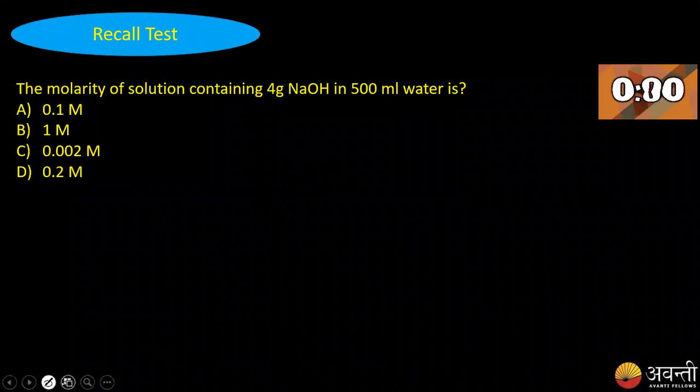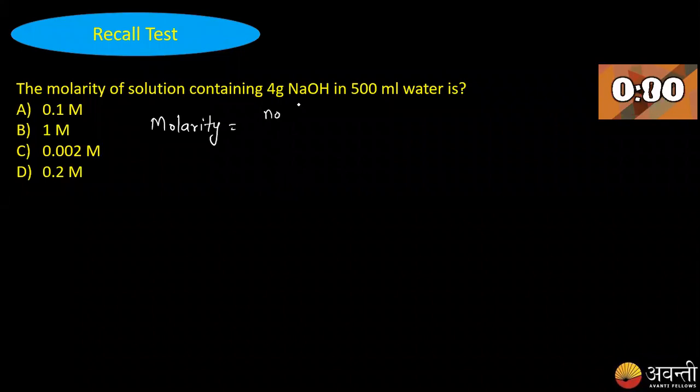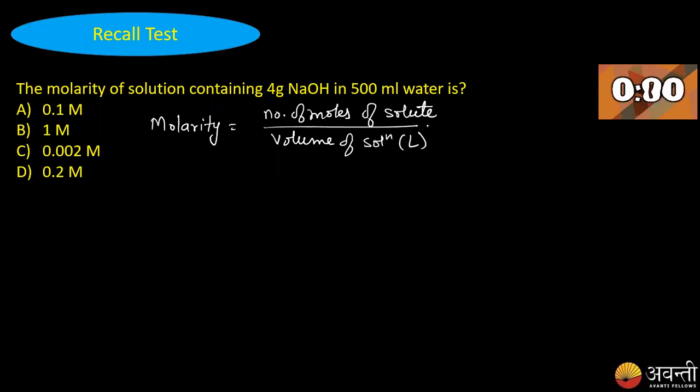So we're talking about the molarity. What is molarity? Molarity is the number of moles of solute divided by the volume of solution. Remember this, guys? Volume of solution in liters. It should not be in ml, it should be in liters. If this is in ml, we have to divide by 1000.